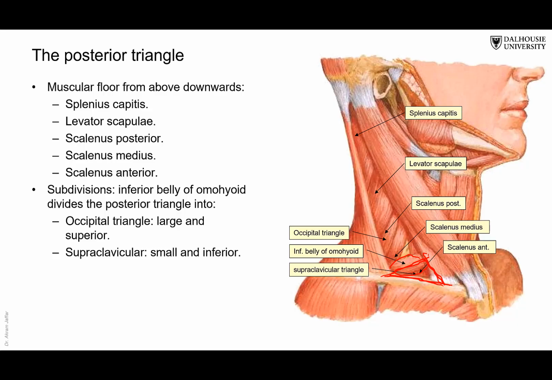It's just a small subdivision of the posterior triangle, and the remaining part of the triangle is called the occipital triangle. So the anterior triangle is subdivided into four parts. The posterior triangle is subdivided into two parts for descriptive purposes. Okay.